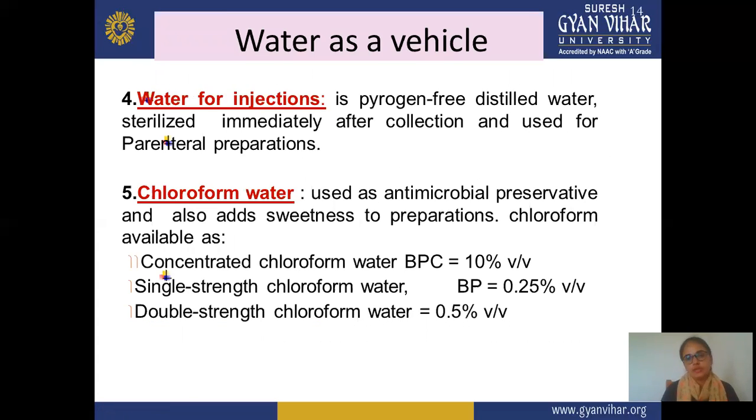Next is water for injection. This is pyrogen-free distilled water, sterile immediately after collection and used for parenteral preparation. This is a more pure form, more free from all minerals and particles, available in a high degree of purity, because it is mainly used for injection or parenteral formulation, and it doesn't contain any impurity or any pyrogen. It is free from pyrogen, distilled and sterilized water. And after collection, it is used as parenteral preparation immediately.